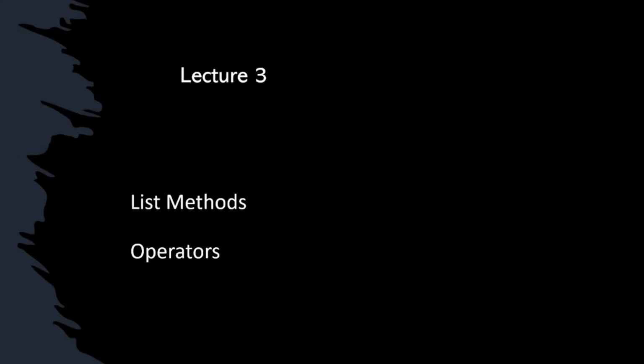In lecture 3, we are going to be talking about list methods and operators. We will see some methods that we can use with lists in this lecture, and also we are going to talk about operators like arithmetic and logical operators. In lecture 4, we are going to talk about string methods and if statements. We will see some methods that we can use with strings, and we are going to talk about if statements in this lecture. In lecture 5, we are going to talk about loops and functions. We will see two types of loops in this lecture and we are going to discover the functions.